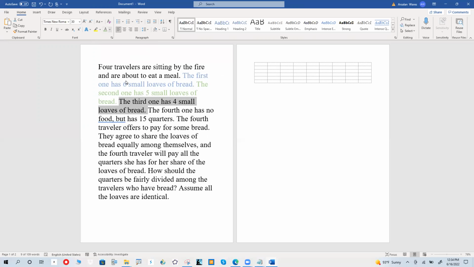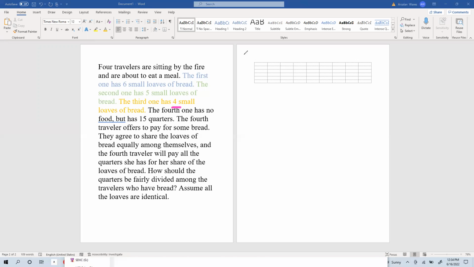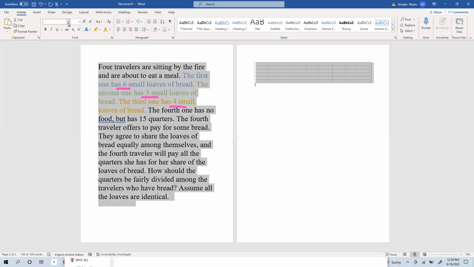Again, I have read this question too many times, so let me paraphrase the question for you. There are 3 people with bread, 5, 6, and 4. 6 plus 5 plus 4 is 15. There are 15 loaves, but there are 4 people. Let's summarize. And I'm doing it slowly on purpose. If it's just recording, you can go really fast, but I'm going to do it a little slowly.